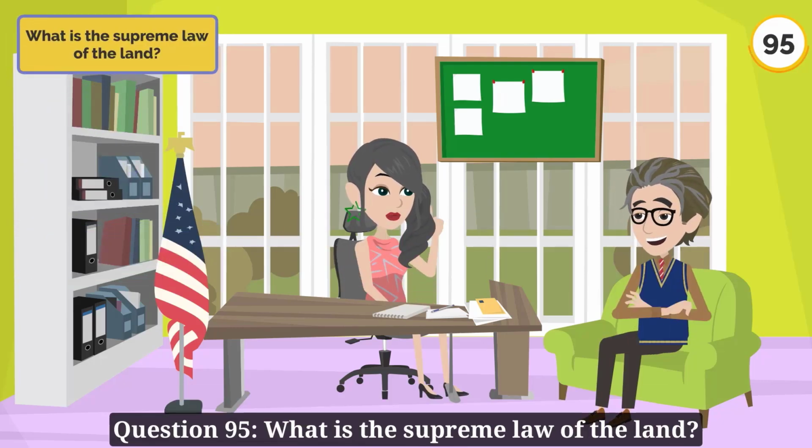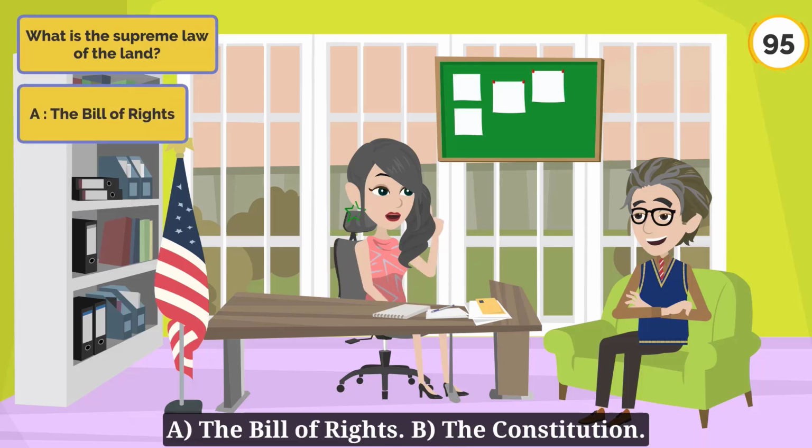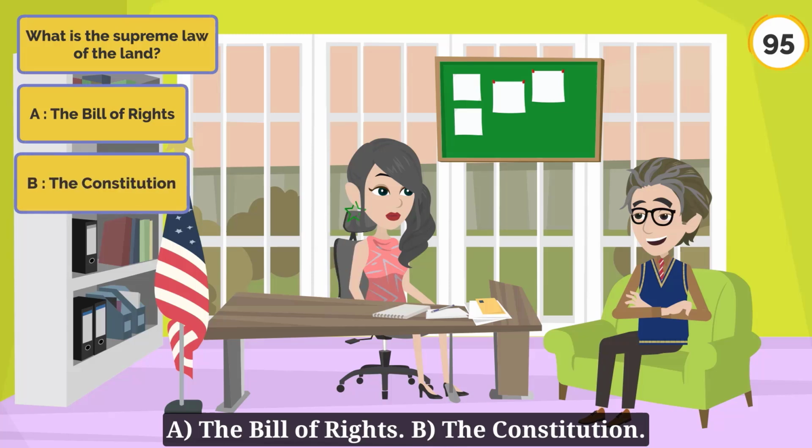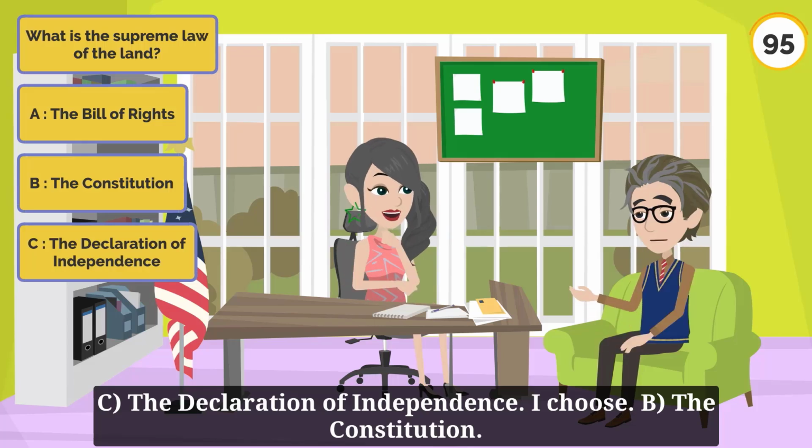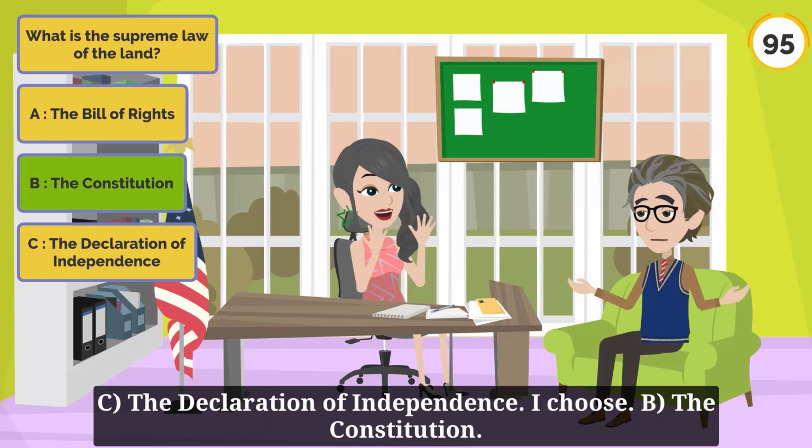Question 95. What is the supreme law of the land? A. The Bill of Rights. B. The Constitution. C. The Declaration of Independence. I choose B. The Constitution.